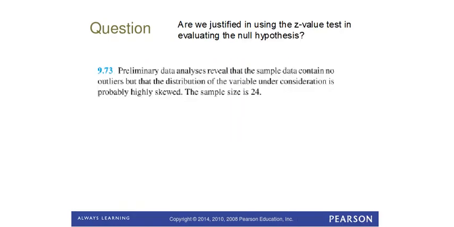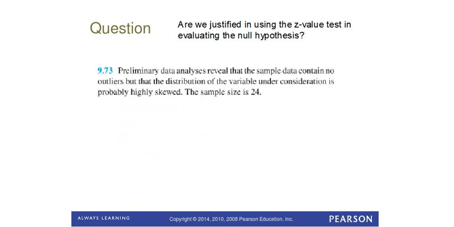So we've talked about this right here. Let's ask the question: are we justified in using a z-test for the following description? Well, we did preliminary data analysis and it revealed that the sample data contains no outliers, but the distribution of the variable under consideration is probably highly skewed, and the sample size is 24.